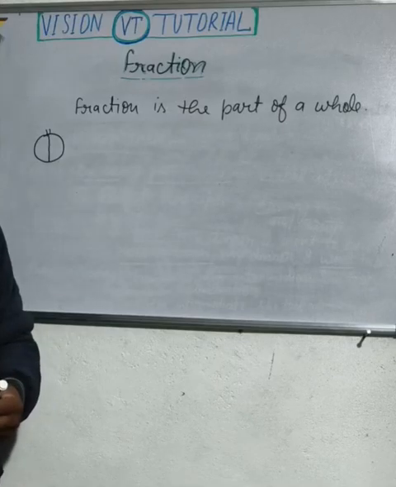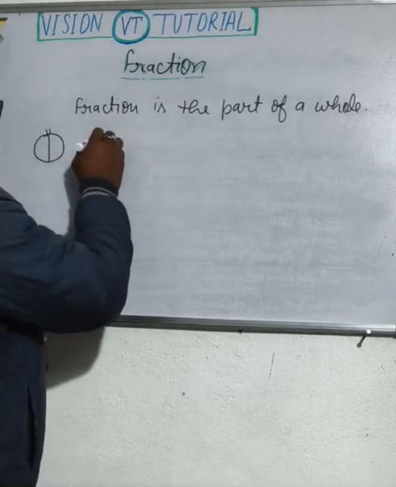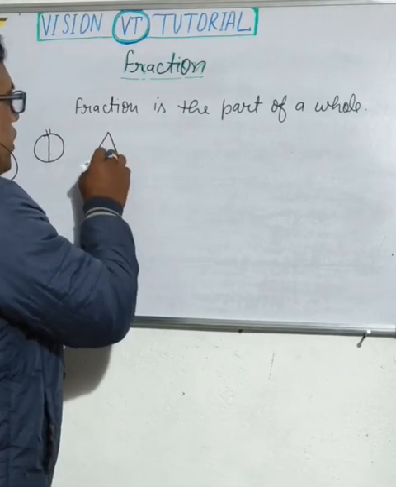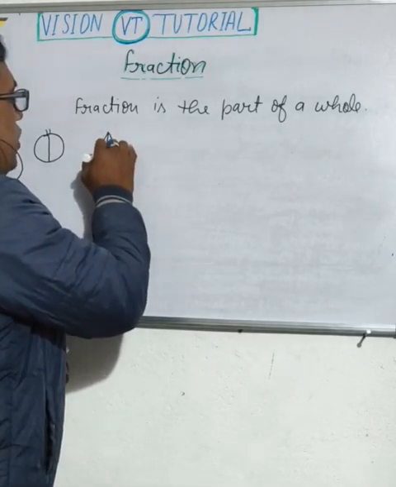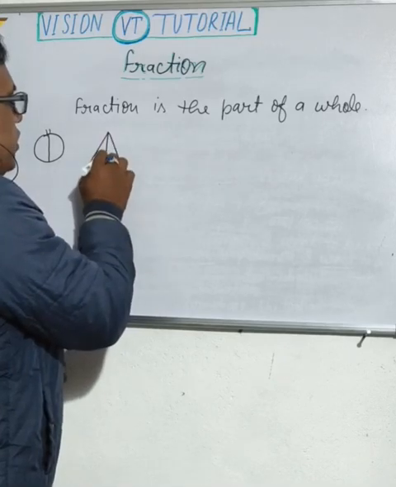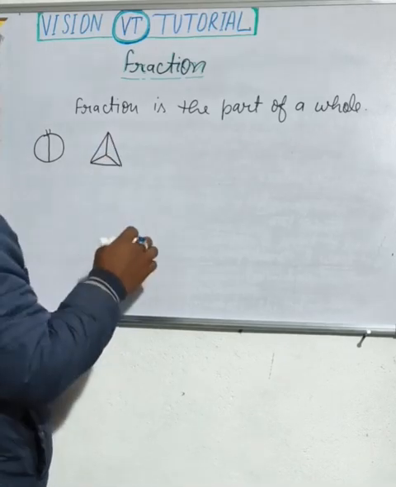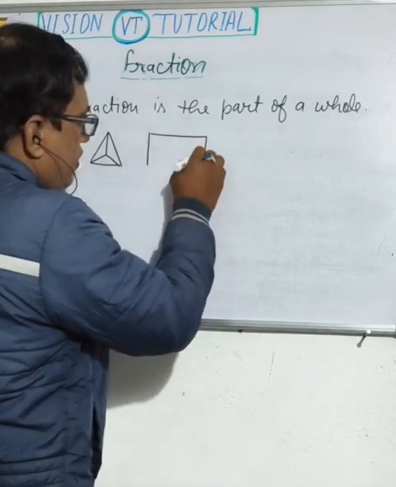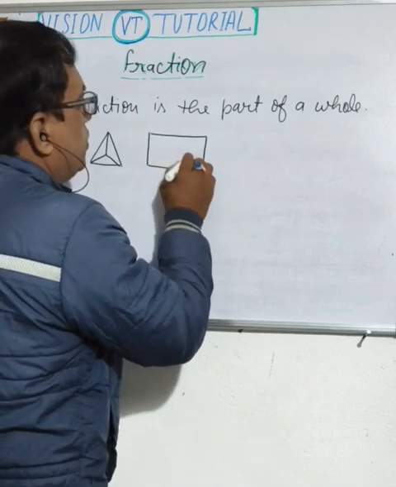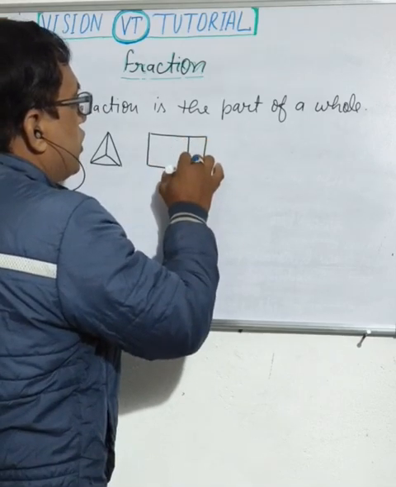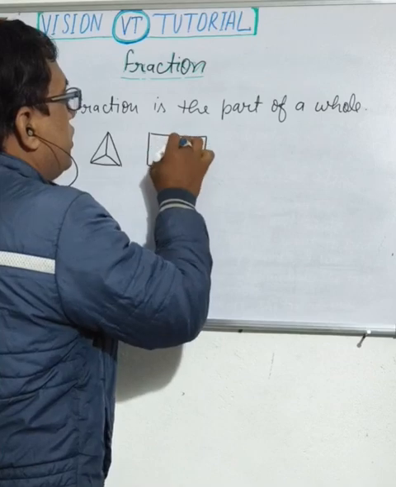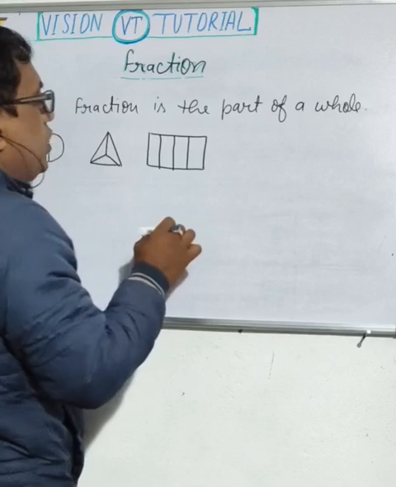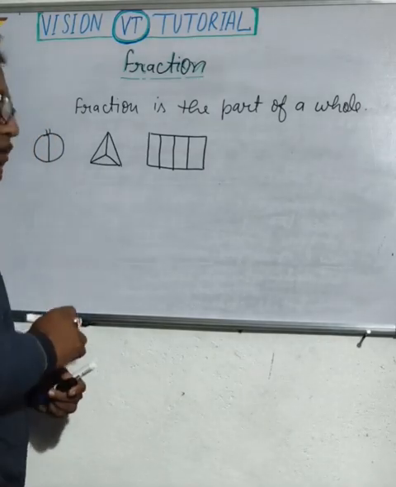fraction. Okay? If you have taken a triangle, made its three equal parts, so each part will be known as a fraction. And if you have taken a rectangle, made it into different parts just like 1, 2 and 3, 1, 2, 3 and 4, so each part will be known as a fraction.